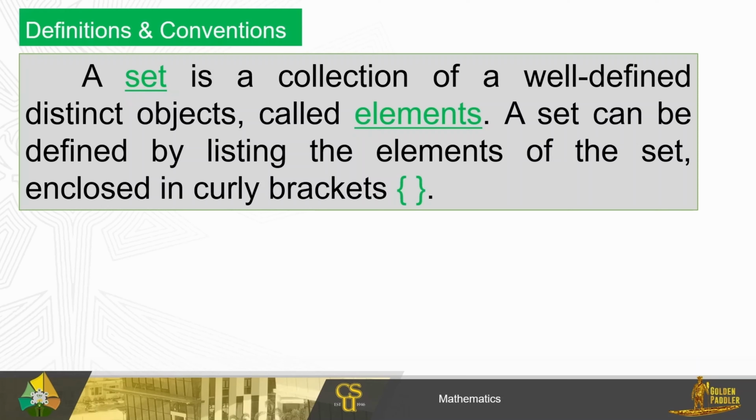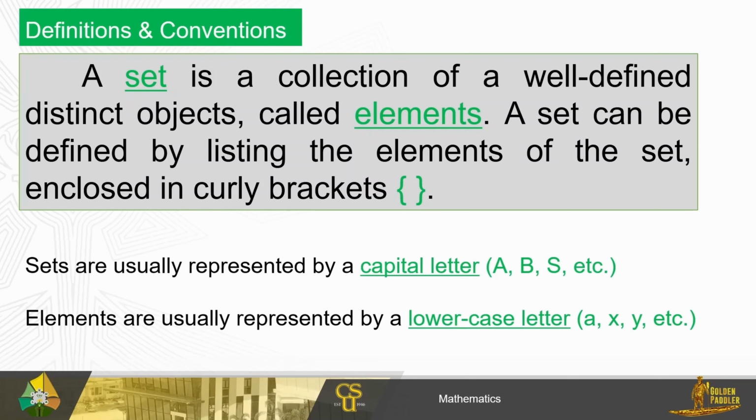A set can be defined by listing the elements, and this is enclosed by the symbol curly brackets. Sets are usually represented by capital letters such as A, B, C, or S, or any capital letters. At the same time, the elements of the set are usually represented by a lowercase letter such as small letter a, small letter x, small letter y, and so on, etc.